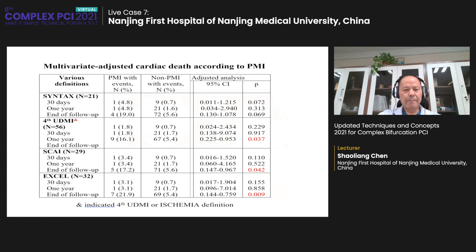This table shows that we relied on SYNTAX, the fourth UDMI, and also ischemia definition, SCAI and EXCEL definition for defining periprocedural myocardial infarction. In the adjusted analysis, there was significant correlation between PMI and cardiac death among patients treated by stenting for bifurcated lesion. Another very striking finding was a non-significant correlation between SYNTAX definition defined PMI and cardiac death. So it is just simply that UDMI criteria, SCAI criteria, and EXCEL definition are very useful and important to identify PMI and to identify the correlation between PMI and cardiac death. I think this is a very important finding to guide our next clinical trial because PMI is very meaningful. It's very predictive for cardiac death.